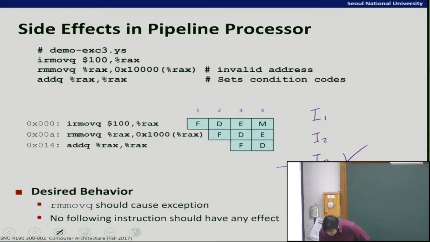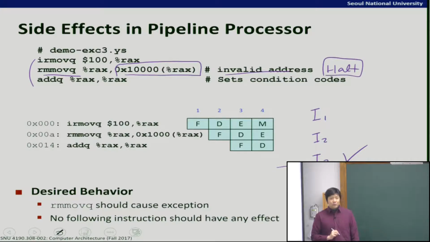So here is a concrete example. Let's say we have a 3 instruction program, and let's assume this one is accessing an invalid address like this. Then, as I said, because this one has accessed an invalid address, we will halt here. We're gonna halt at this point.